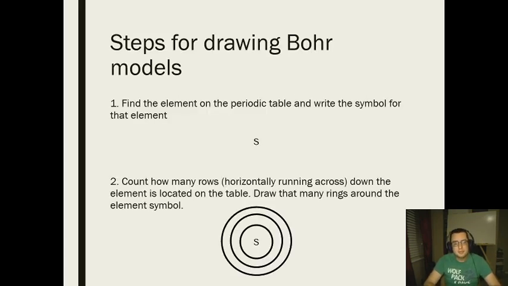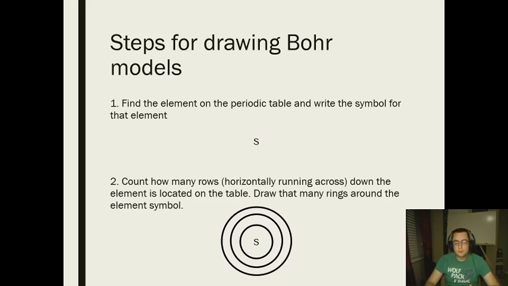So the first thing that we need to do when we're doing a Bohr model, that's the first one we're going to run through, is simply write down the symbol for whatever element it is that we're trying to do it for. The example that we're going to run through together is going to be sulfur. So we're just going to start by putting an S down. That's literally all the first step is. It's just writing the chemical symbol.